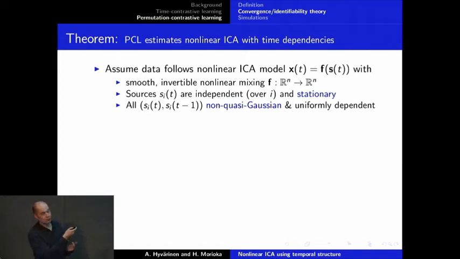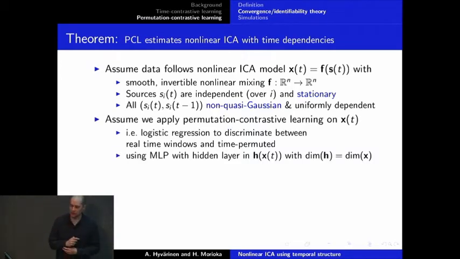And then we use the two definitions I had on the preceding slide, that is, we assume that all windows of independent components are non-quasi-Gaussian as well as uniformly dependent. So it's a little bit of a stronger condition than just saying that they are non-Gaussian, which is quite typical in ICA, and also a stronger assumption than just saying that there are some kind of temporal dependencies. And then we assume that we apply permutation contrastive learning on this, as I just described.